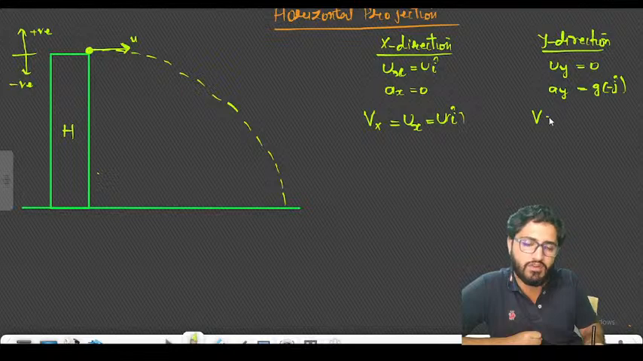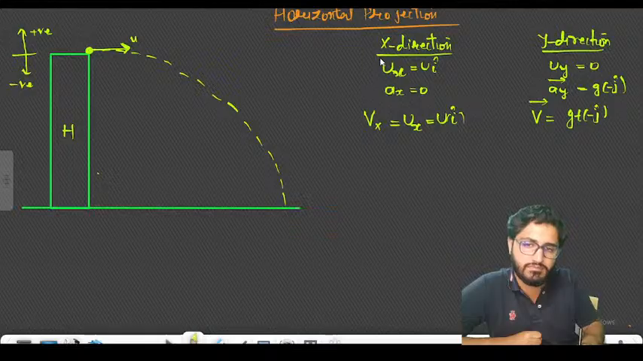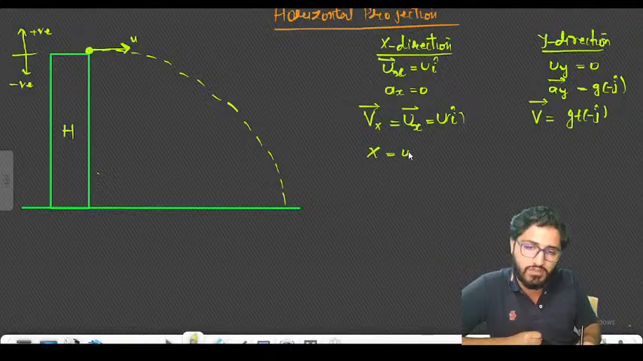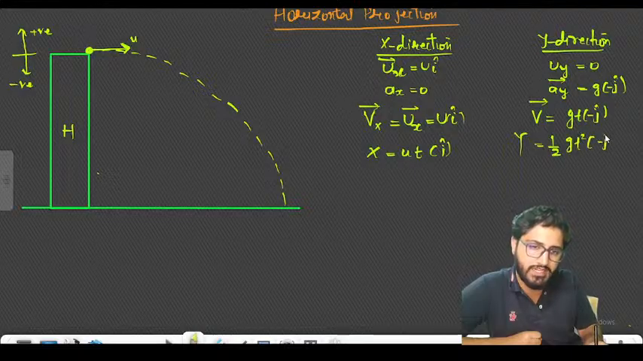What is v? v equals u plus at. u is 0, so it will be at. What is a? g. t is t. That means minus gt j cap. What is x? Distance equals speed into time, u t i cap. For y, distance equals ut plus 1 by 2 gt square; ut is 0, so it is 1 by 2 gt square in minus j cap. It is displacement, right?